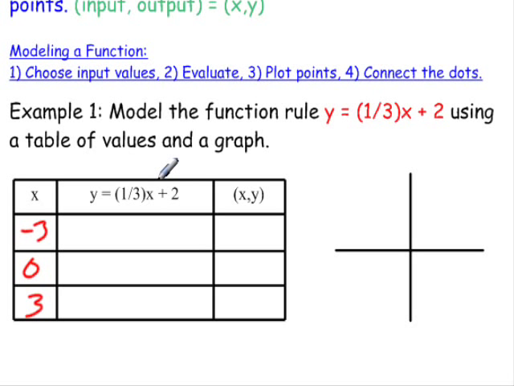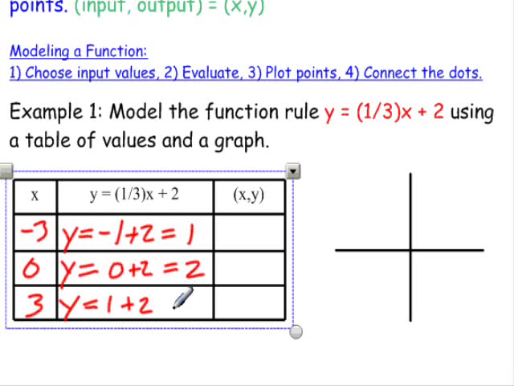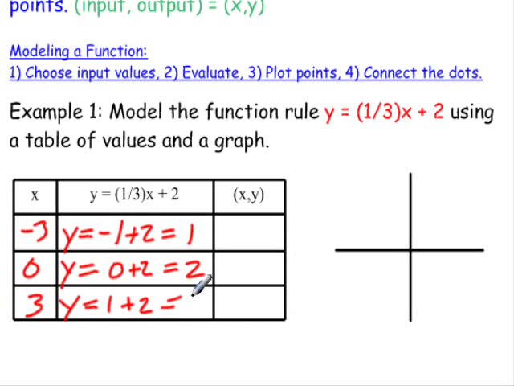All right, so we're going to plug that into this equation. We get y equals 1/3 of -3, which is -1, plus 2, which will be a total of +1. Then when we plug in 0, that will be y equals 1/3 of 0, which is 0, plus 2 will be equal to a total of 2. Last one, y equals, what is 1/3 of 3? That is +1, plus 2 is going to be equal to 3.